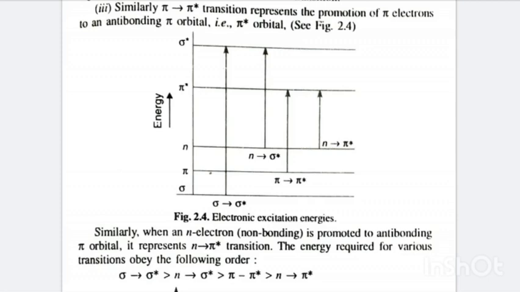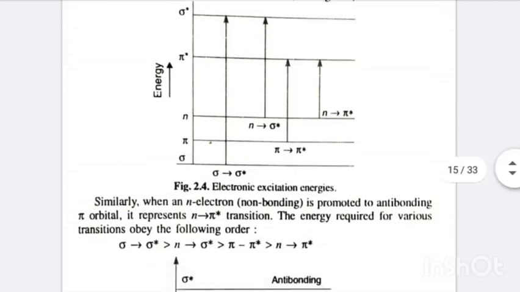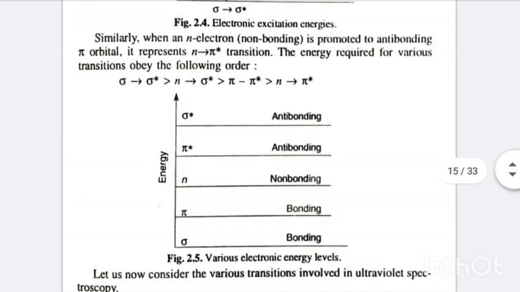The first case, which requires the most energy, is the sigma to sigma star transition, and the second case is n to sigma star transition, the third case is pi to pi star transition, and the fourth case is n to pi star transition. These are all the 4 energy requirements for the electronic excitations.